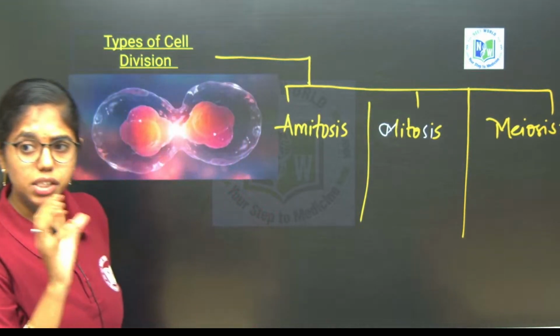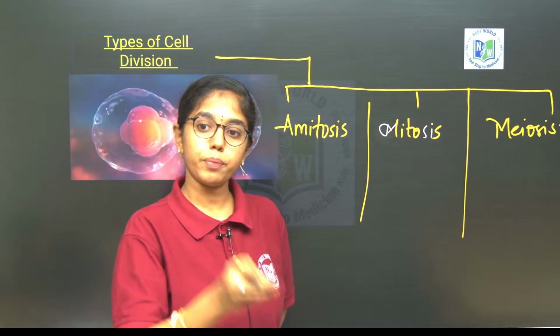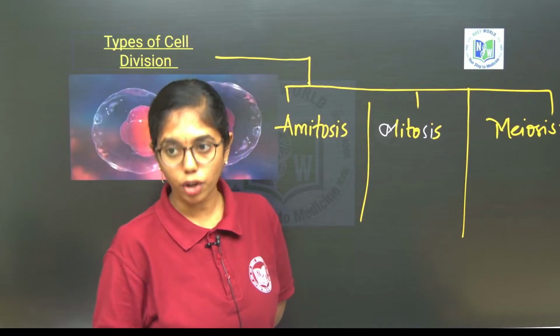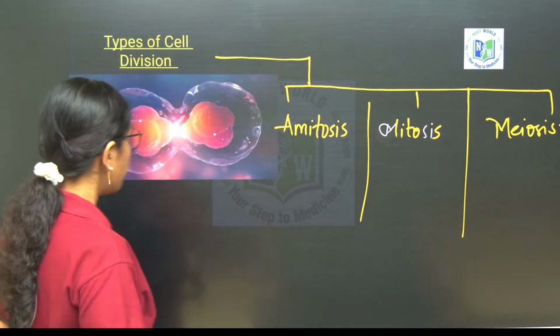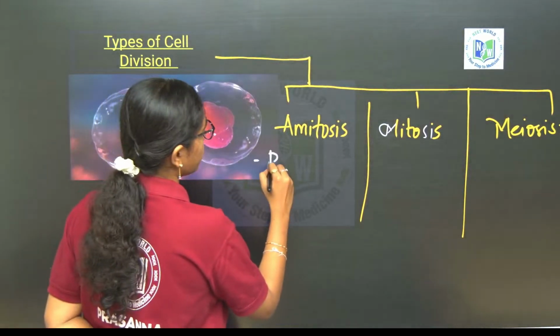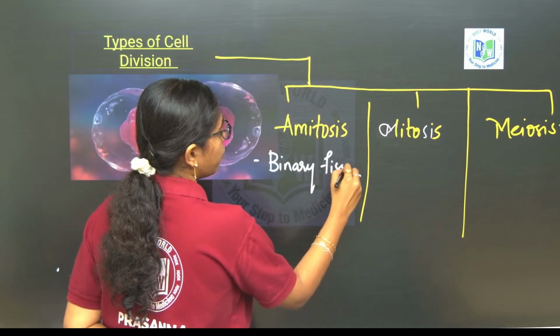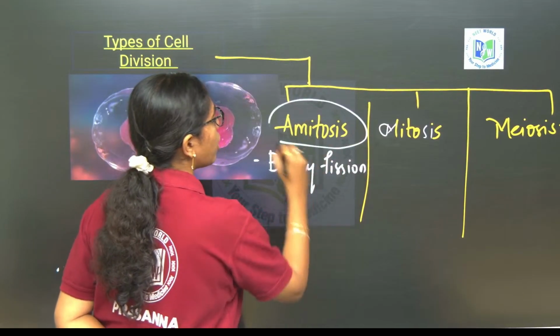Amitosis is that cell division which mostly happens in unicellular organisms, be it prokaryotic unicellular or eukaryotic unicellular organisms, which is most notedly known as what? Binary fission. What does amitosis mean?